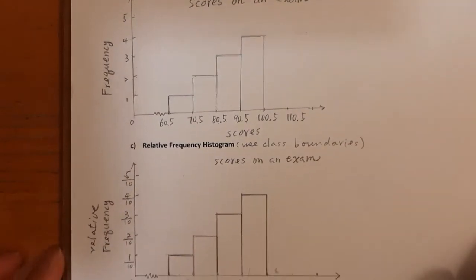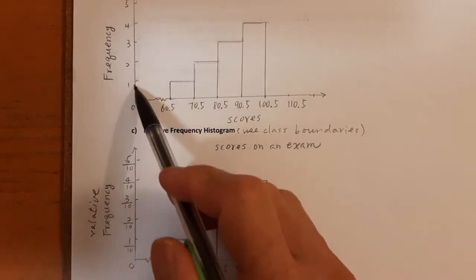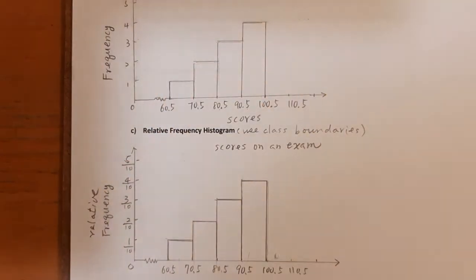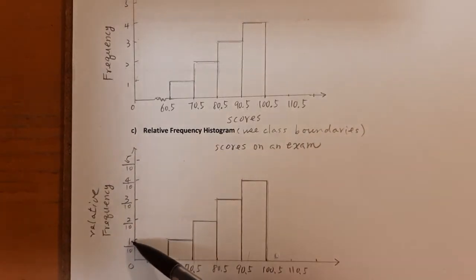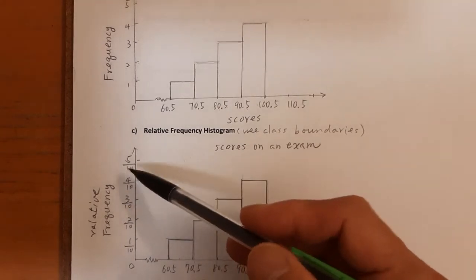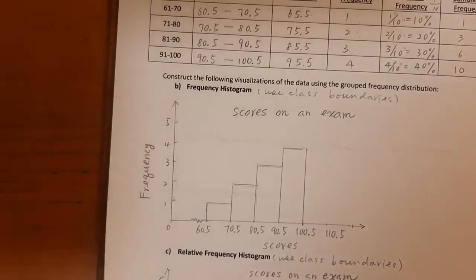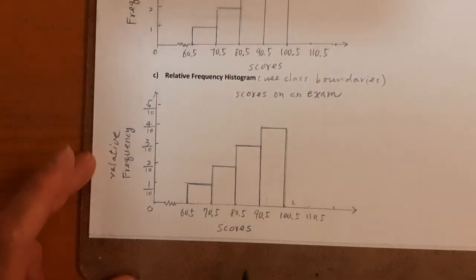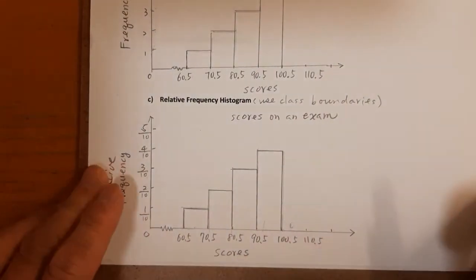The only difference is this one is frequency, where you indicate 1, 2, 3, 4, 5. And this one is relative frequency, where you have to indicate 1 out of 10, 2 over 10, 3 over 10, 4 over 10, 5 over 10. So also use boundary, and you have to write down that horizontal is scores. And the title of this graph is scores on an exam.